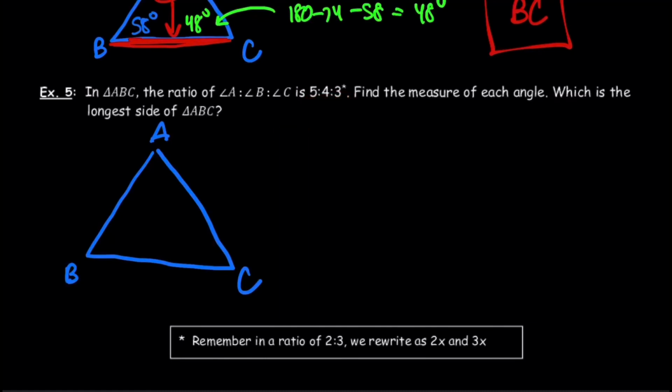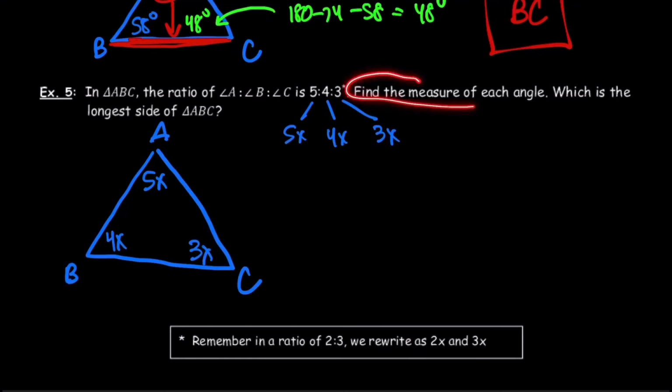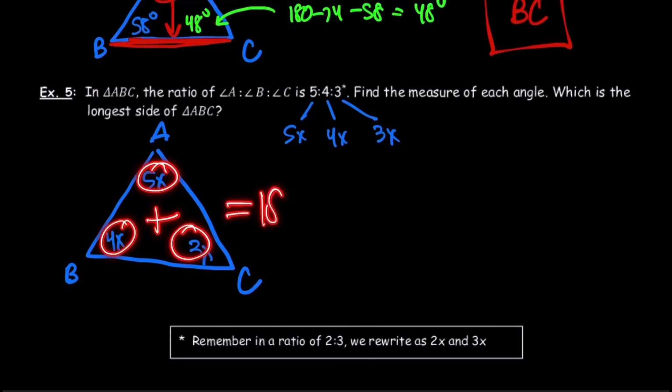All right, so let's take a second to do that. 5x, 4x, and 3x. And we have to put them in the respective positions, A, B, C. So A is 5x, B is 4x, and C is 3x. Now, once you do this, the problem is really pretty straightforward. It says find the measure of each angle. So first thing I need to do is take these three angles, and remember my theorem from last unit, the three angles of a triangle add up to 180.